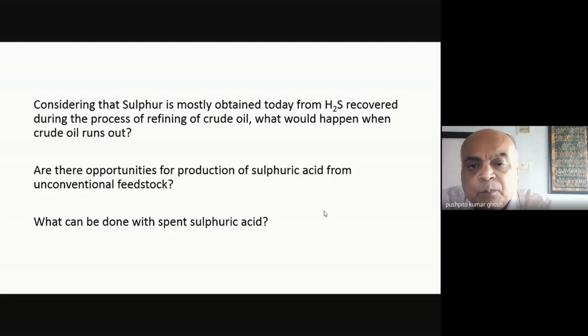Now, the point is that there is no doubt about it. We have discussed this in the introductory lectures, but look, this crude oil is coming to an end. Crude oil may last you another 40, 50, maybe 100 years at most. So what's going to happen after that? You won't require sulfuric acid. Where is it going to come from?